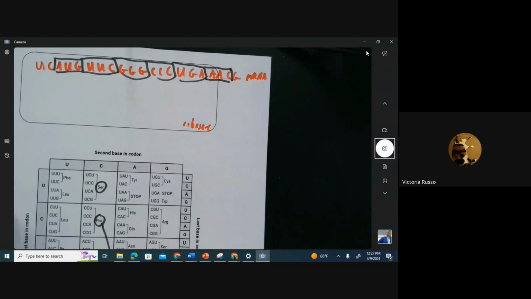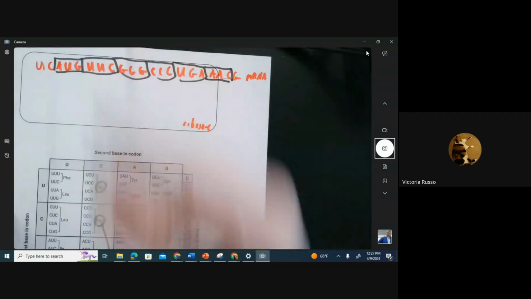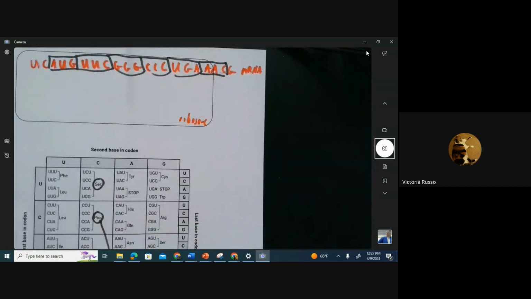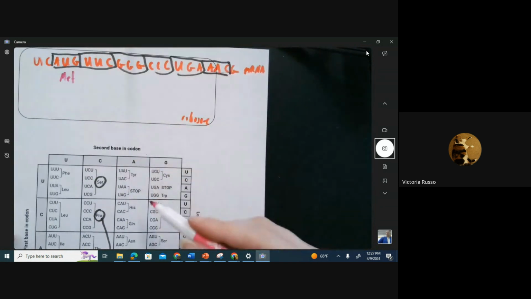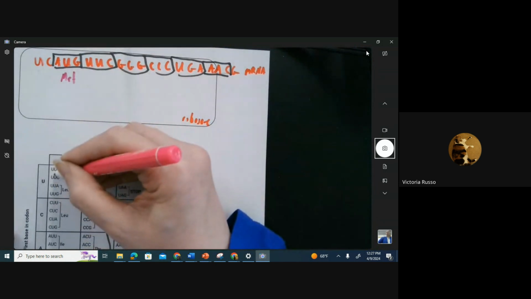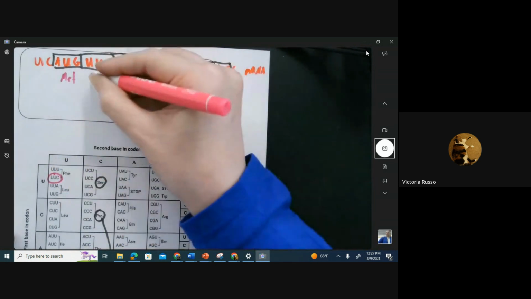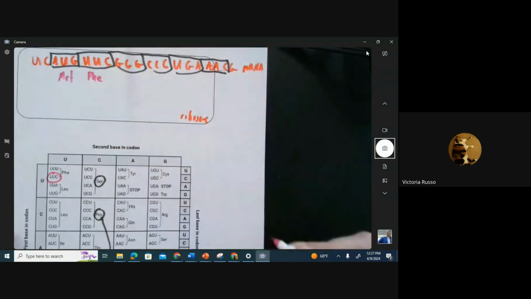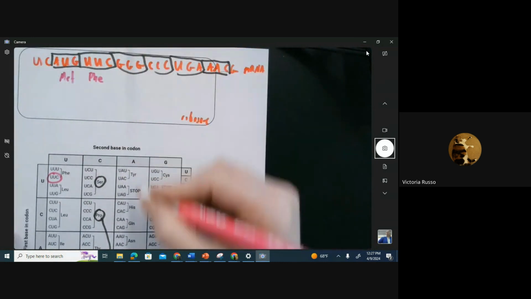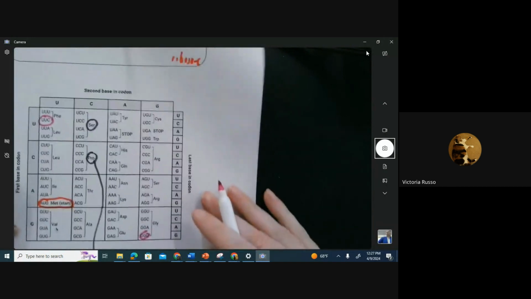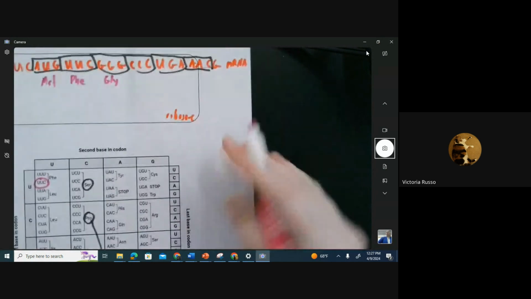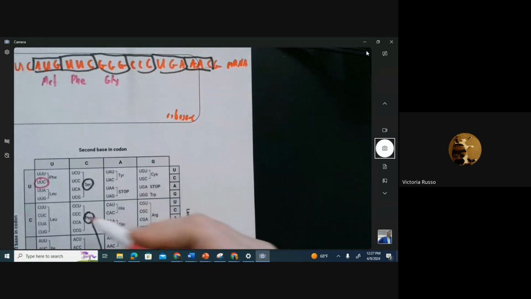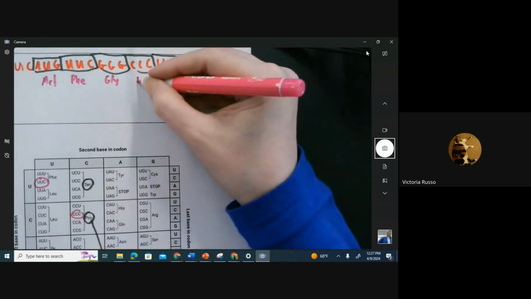So although AUG is start, it also codes for the amino acid Met. And again, here, Met, and then UUC. So I try to find UUC. Here's UUC. That codes for the amino acid Phe. And then GGG, here it is down here, GGG codes for Gly. And then CCC, which is right here, codes for Pro.